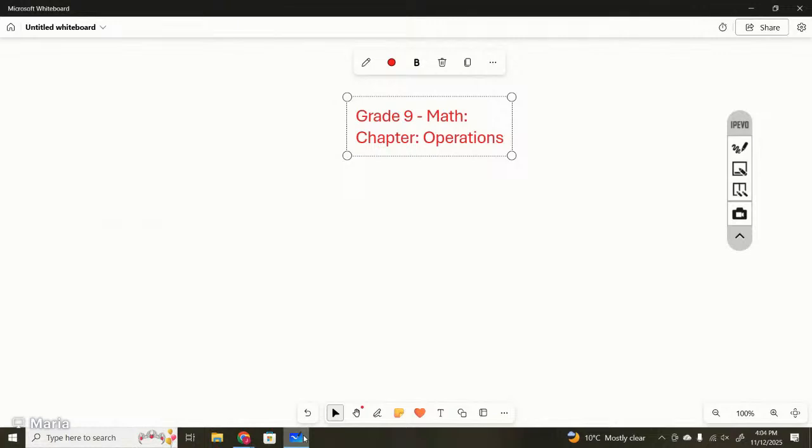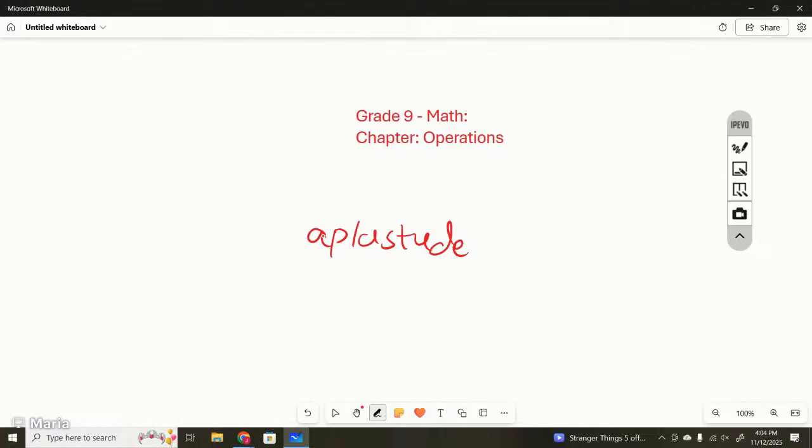You can find all the lessons on aplusstudents.com. You have to log in there using your email address and password as provided by the administrator. Then you have to select math from the subject tab. Scroll down to grade 9 math and then click on view all lessons. There you can find the list of the chapters. We're going to start with the chapter operations.